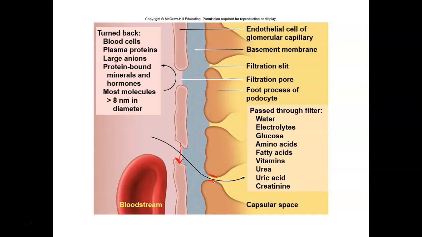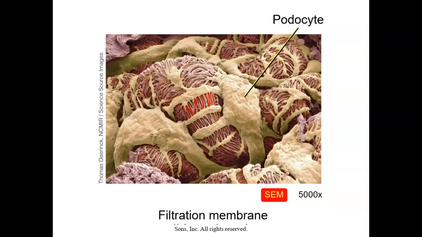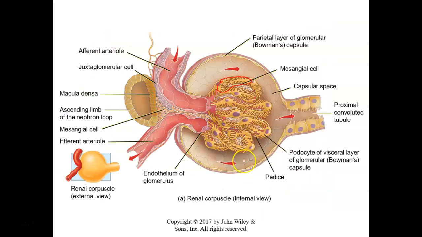Now, in saying that, there's still a huge number of molecules that we get rid of in the filtrate, like glucose, a lot of electrolytes, certain fatty acids, vitamins. Many of those things we are going to eventually reabsorb, because remember when I had mentioned the filtrate all gets shunted down into the proximal convoluted tubule.